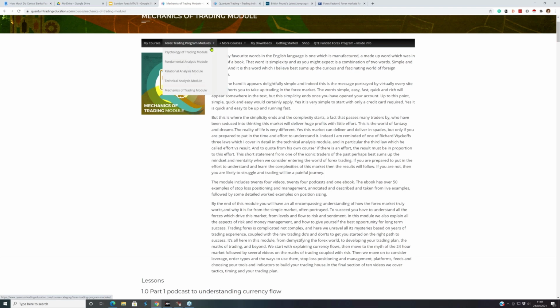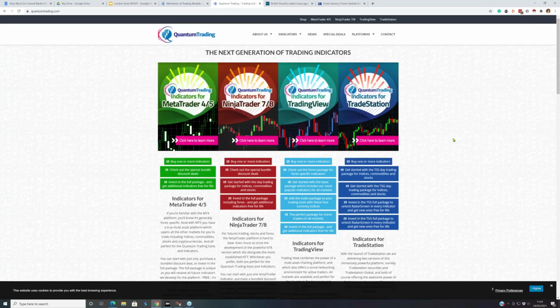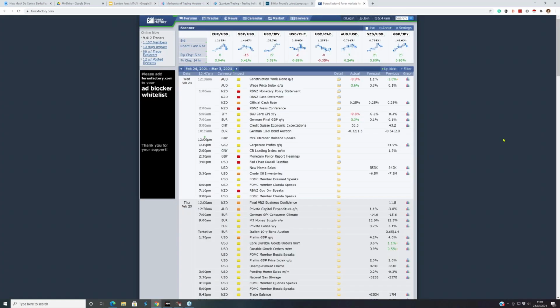So that's that. Very, very quickly, that's the site for the indicators. You can see now we've got TradeStation that is now fully on board. Right, to the charts. Before we do, have a quick look at Forex Factory.